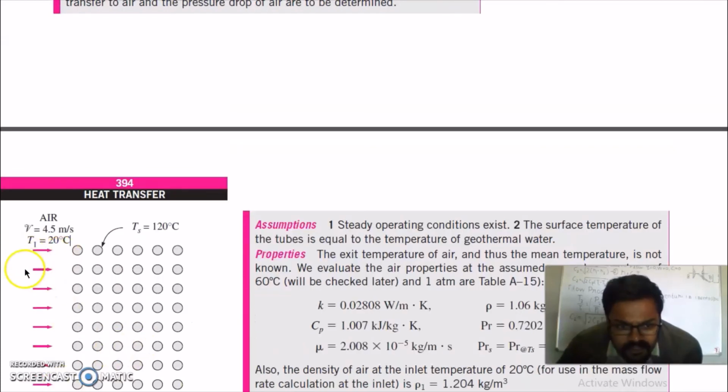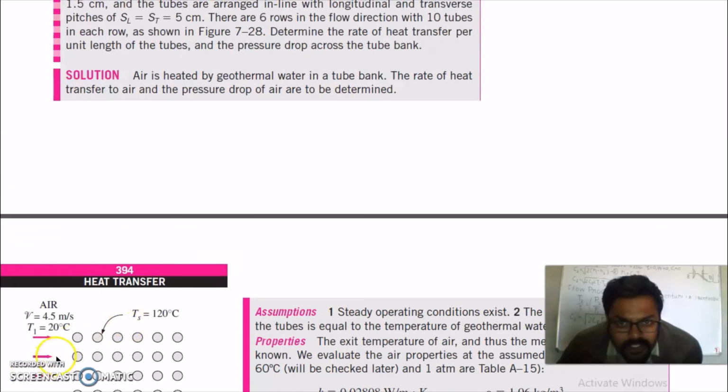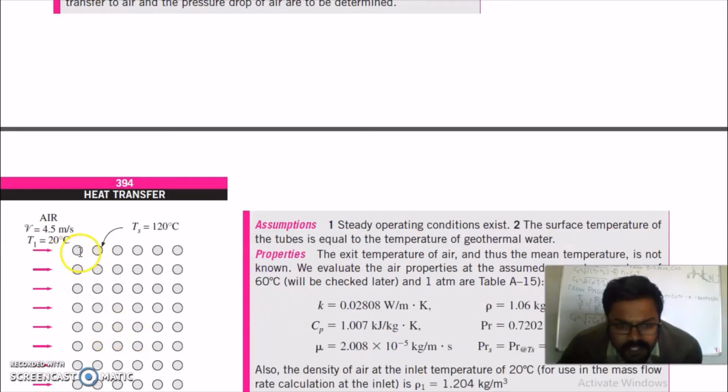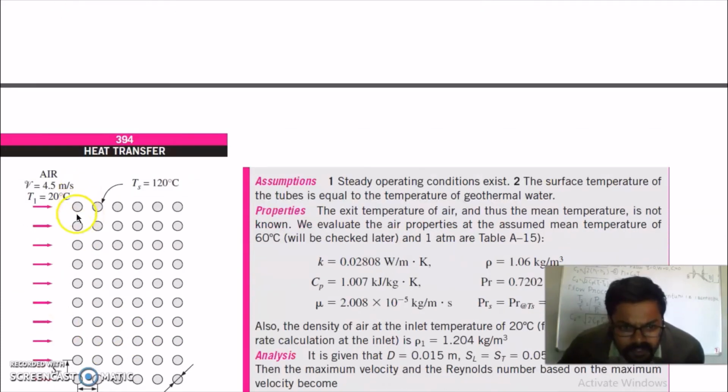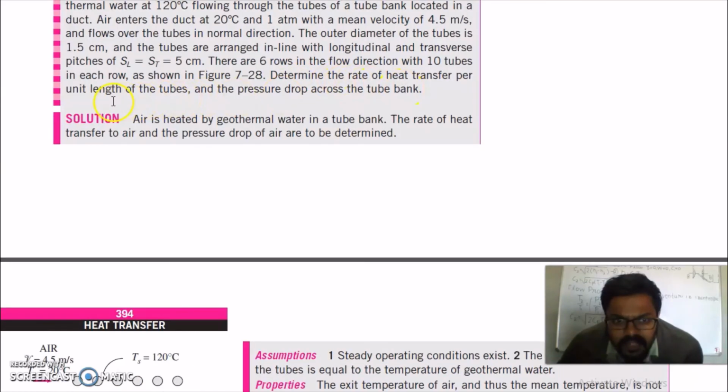So this is your direction of flow, and there are 6 rows in the flow direction, 1, 2, 3, 4, 5, 6 and 10 tubes in each row. So this is your row 1, 2, 3 in the flow direction and 10 tubes in each row. Find the rate of heat transfer per unit length of tube and pressure drop across the tube bank.